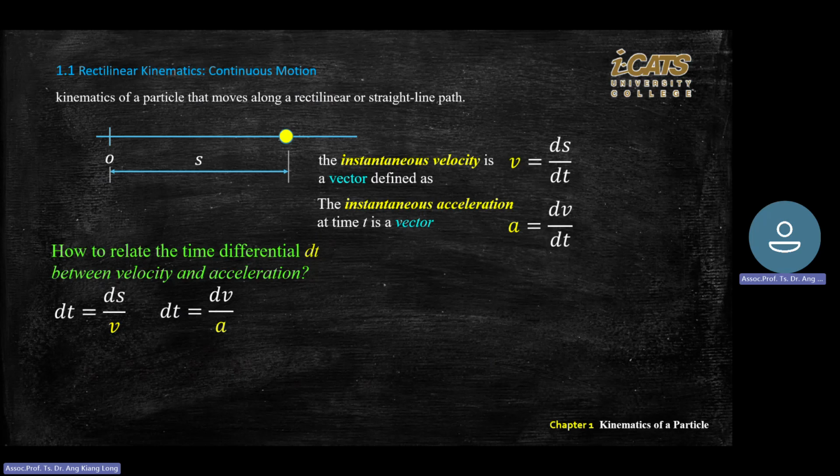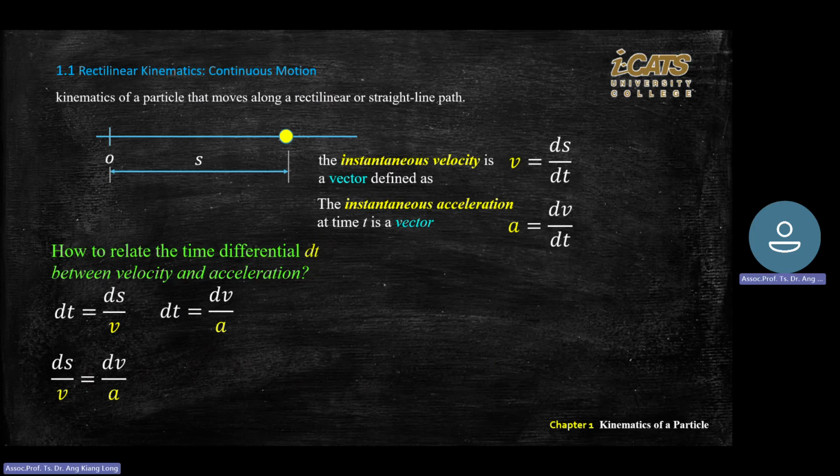Okay, the objective of this one, why we rewrite dt on the left, is because we want to find velocity and acceleration at the same time. Meaning, if you already know one of them, you can find the other one. If you know the time, you can know the other parameter. Okay, you rewrite in this form, ds/v equal to dv/a.